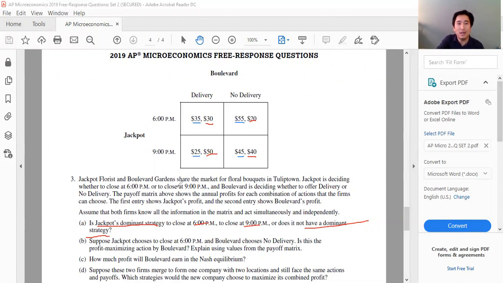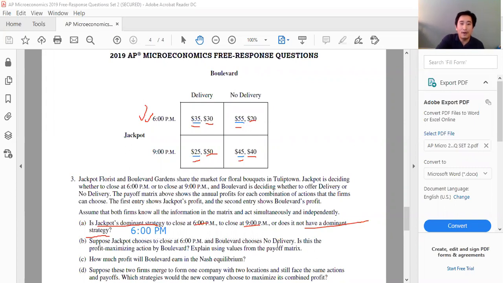So that's a test-taking strategy right there, right? If Boulevard chooses delivery, then Jackpot can either choose 35 or 25, and clearly the 35 is better, so 6 o'clock is better. If Boulevard chooses no delivery, then it's either 45 or 55, and 55 is better. So lo and behold, is there a dominant strategy? Yes, there is, and it's to close at 6 o'clock. So 6 p.m. is the correct answer for that.